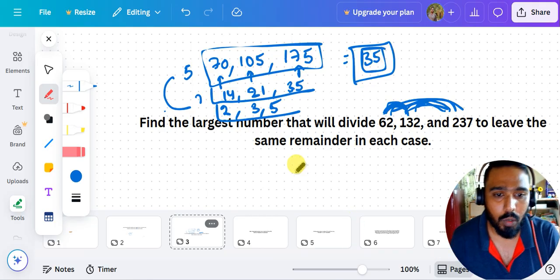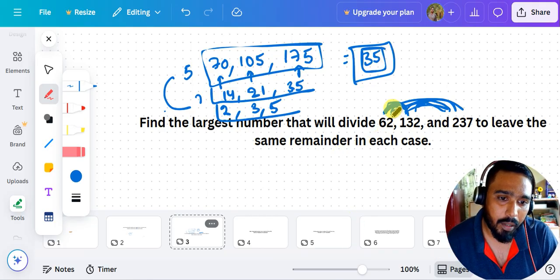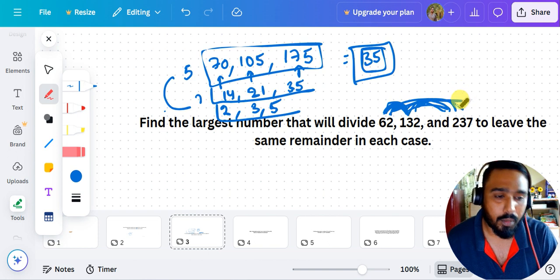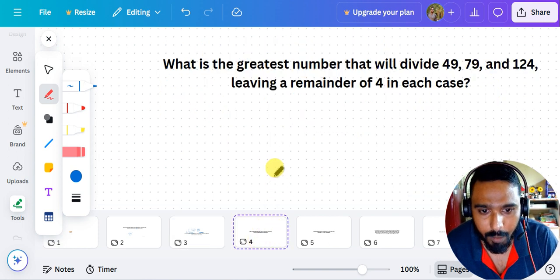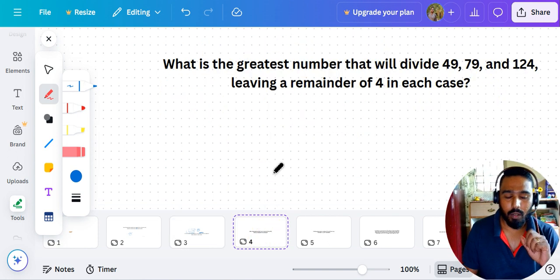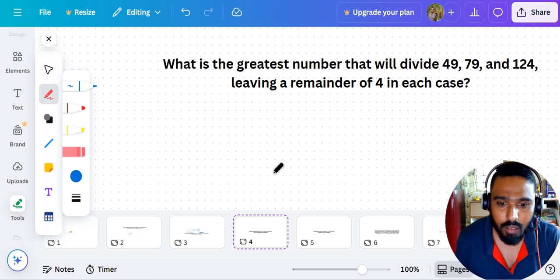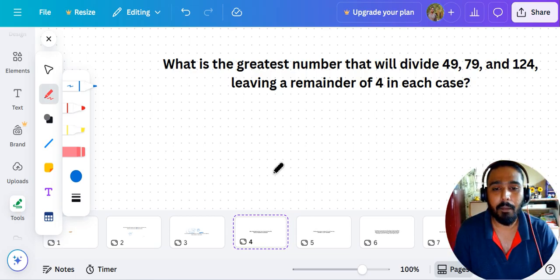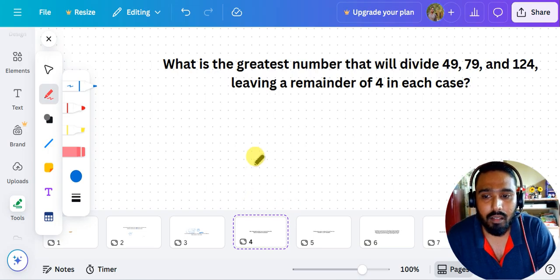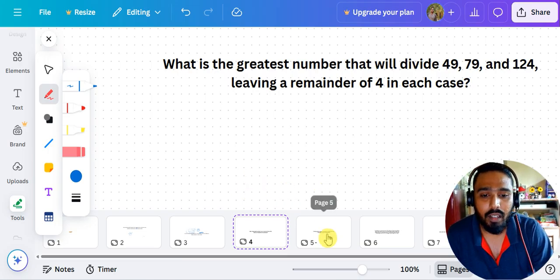So what you need to do when the remainder is same but the remainders are not given, just take the differences between these numbers and do it. Now you do this question. This is homework for you guys, this particular question, you solve it.